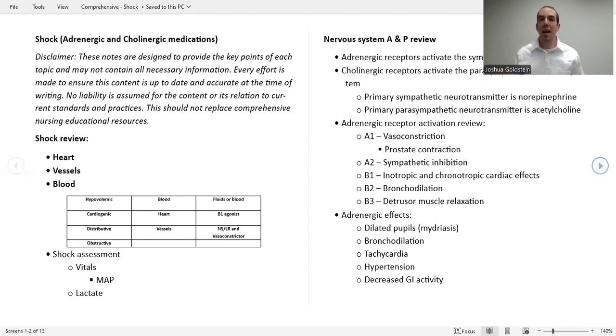Hypovolemic shock is where a patient's simply down on fluid. It could be because they're bleeding out. It could be because they're severely dehydrated. Cardiogenic shock is where the pump is failing. It could be it's failing because of an MI, because of heart failure, or something else. And finally, distributive shock is a case where the patient is severely vasodilated. It could be because of septic shock, anaphylactic shock, neurogenic shock. For any of these reasons, the patient is severely vasodilated.